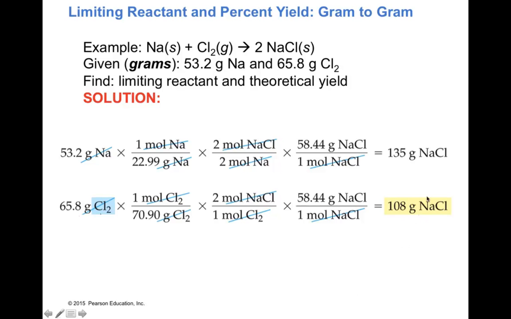So as we can see here, this is the smallest amount of the two possible amounts of product that will be produced by each of these. So that means that because this is the smaller one, the chlorine is the limiting reactant. Okay, the chlorine is the limiting reactant.